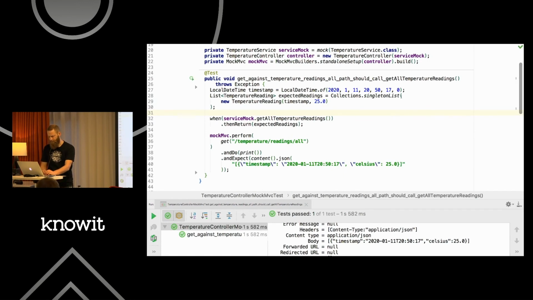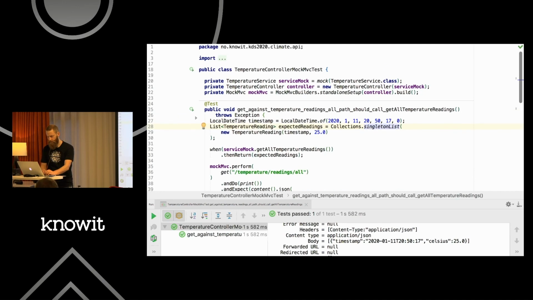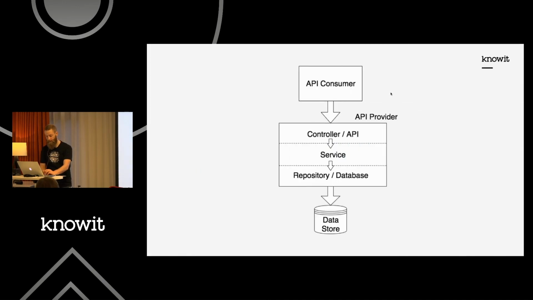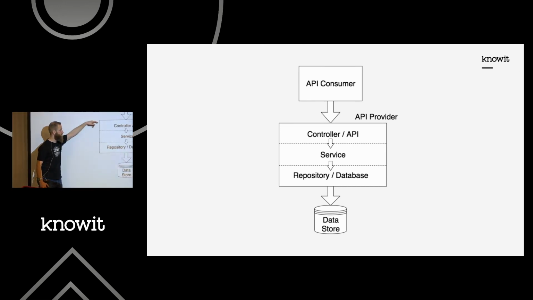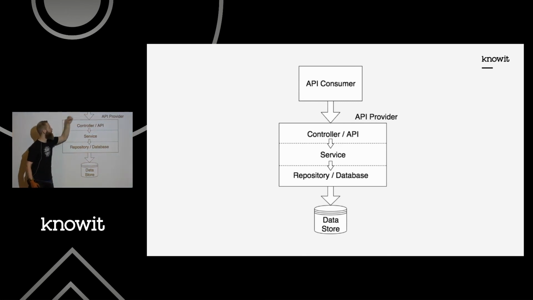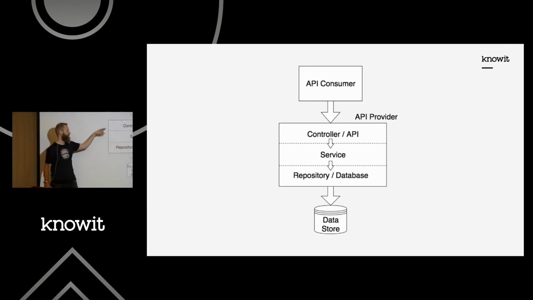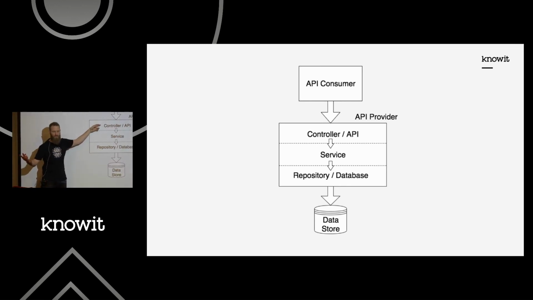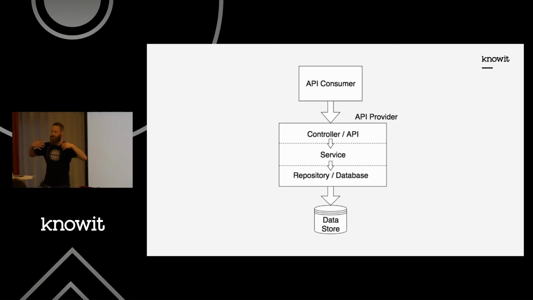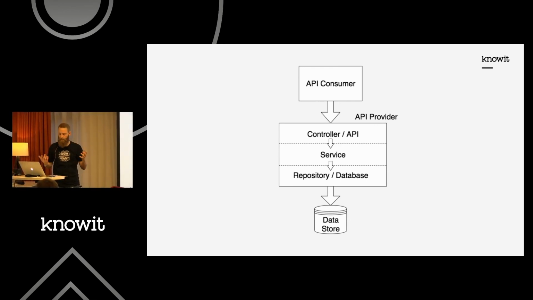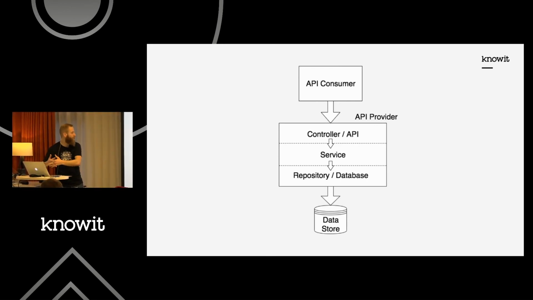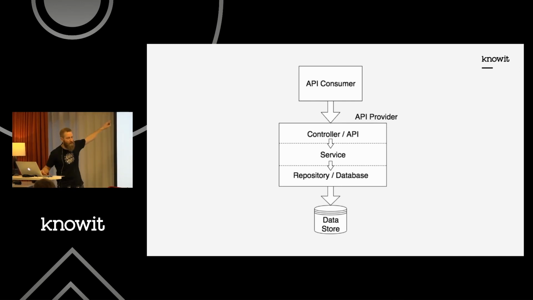The final thing I want to demonstrate is Pact. So that's this interaction here between the consumer and the API. This interaction is kind of similar to what I just showed you with Mock MVC, except here the test is not defined within your provider. It's defined by the consumer.